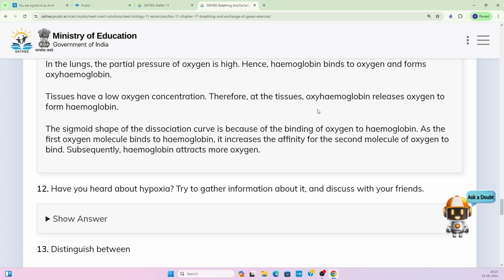The sigmoid shape of the dissociation curve is because of the binding of oxygen to hemoglobin. As the first oxygen molecule binds to the hemoglobin, it increases the affinity of the second molecule of oxygen to bind with the hemoglobin. So subsequently, hemoglobin binds more and more oxygen.